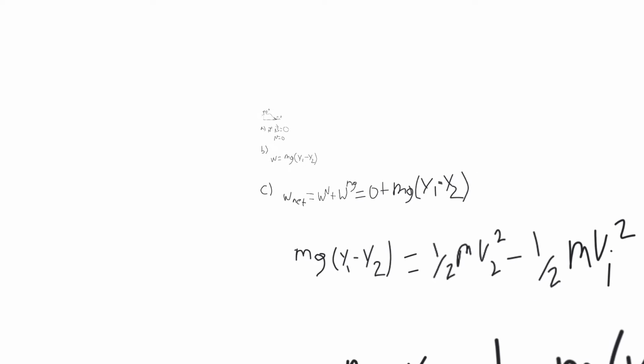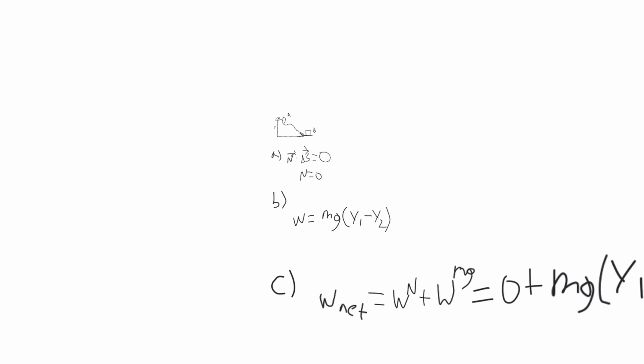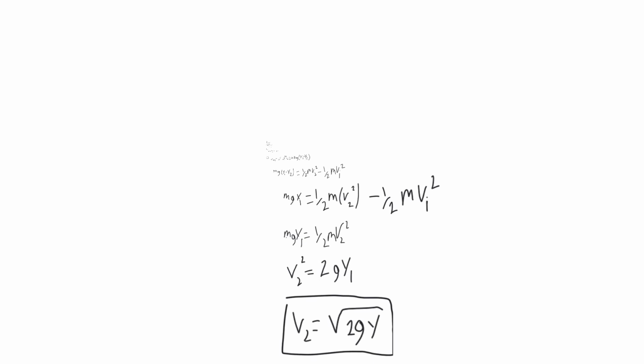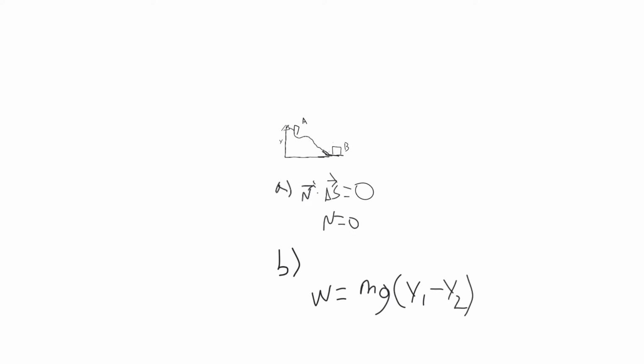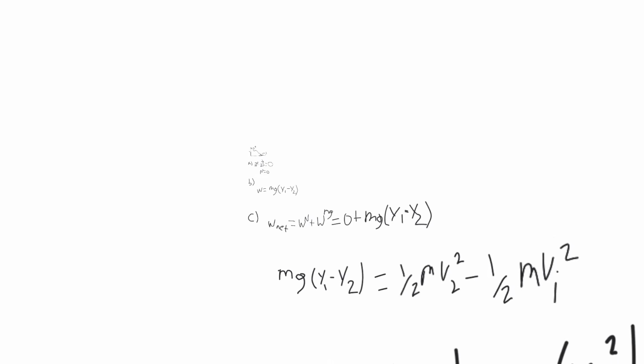Now C is asking what is the speed at point B. So we can see here that point B is right here at the bottom end. Okay, so what's the speed here?